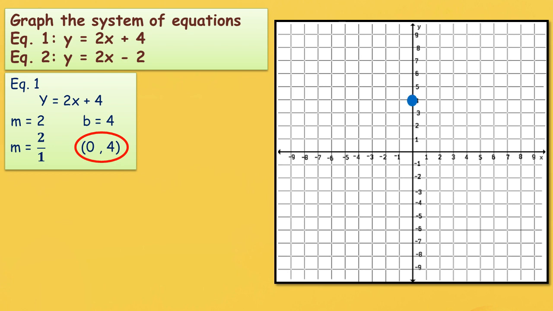From this point, gagamitin naman natin yung slope, which is the rise over run. Ang rise natin is the numerator, which is 2. Kung ang rise natin ay positive 2, yan ay pataas. It will go upward. So 2 units upward from the coordinates of the y-intercept. So ito muna yung ating y-intercept. And then 2 units upward, ayun.